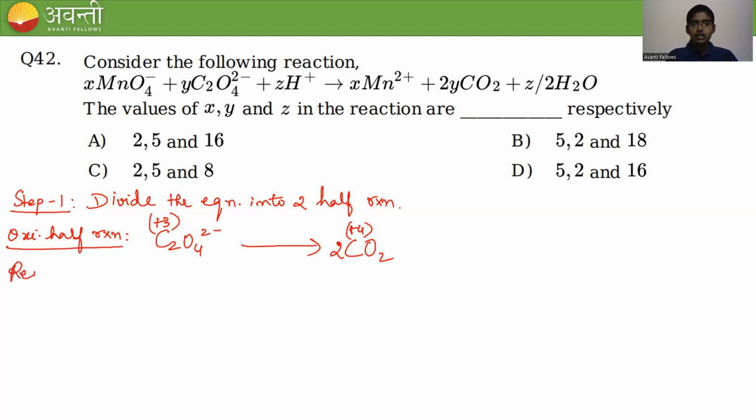And coming to the reduction half reaction, manganese is getting reduced. In MnO4 minus, the oxidation state of manganese is +7 and it is getting reduced to +2. So first we have to divide the equation into oxidation half reaction and reduction half reaction.